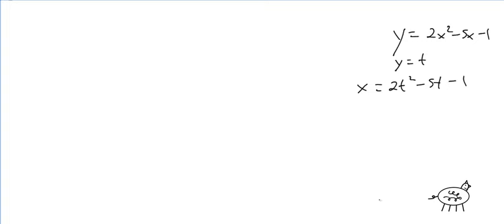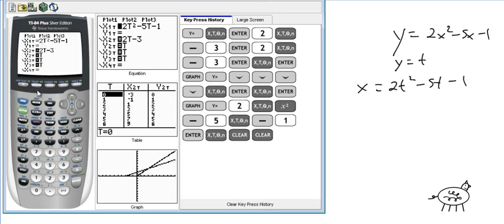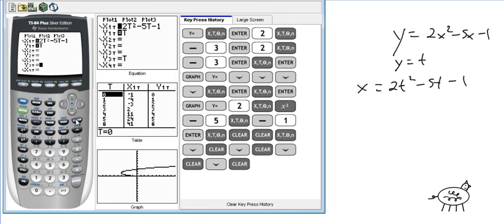So let's put that on our graphing calculator. And we're going to do x equals 2t squared minus 5t minus 1, y equals t. Clear the rest of these out. Okay, and if I graph it, that's what it looks like. That's the inverse of that.